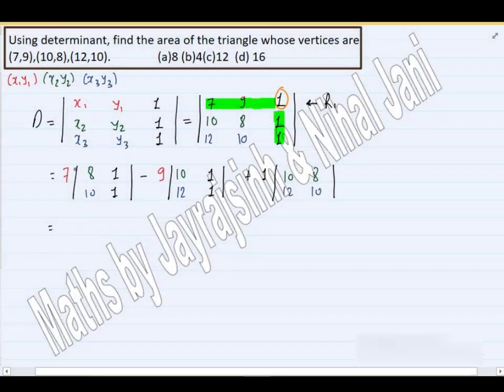Now just expand the determinants. 7 will be as it is and 1 8s are 8 minus 10 1s are 10. Then minus 9 will be as it is, 1 10s are 10 and 12 1s are 12. And the plus 1 will be as it is, and here we have to multiply 10 with 10 will give us 100 minus 12 with 8 will give us 96.